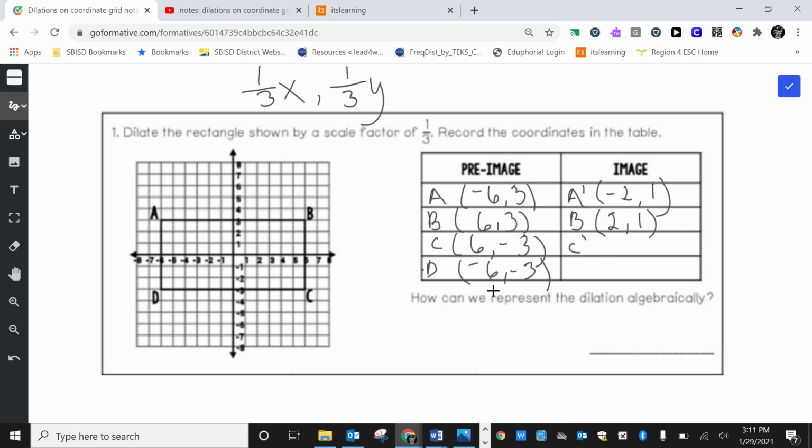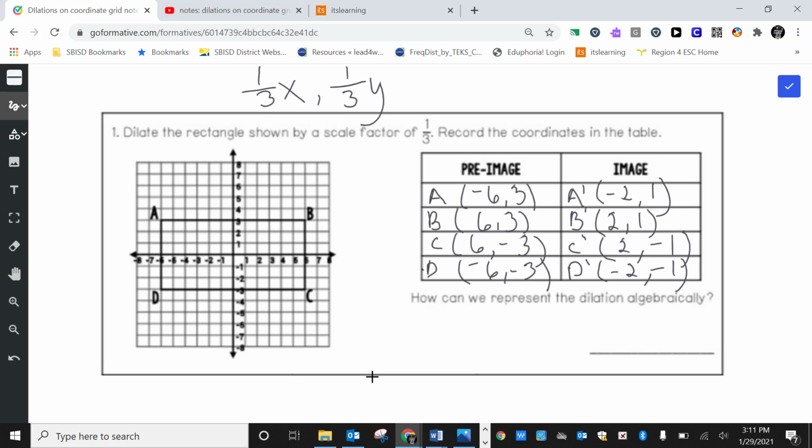Now I'm going to do C prime. 6 times 1/3 is 2. -3 times 1/3 is -1. Now I'm going to do D prime. -6 times 1/3 is -2. And -3 times 1/3 is -1. All right, so now I have all my new ordered pairs. So I'm going to plot them.